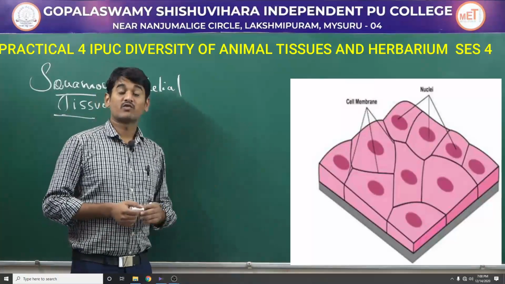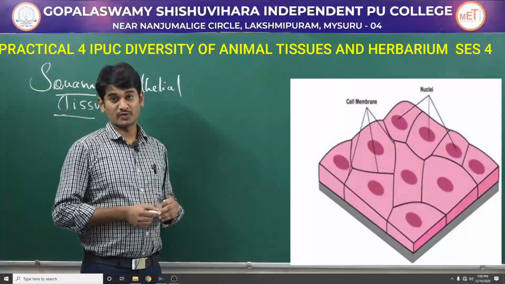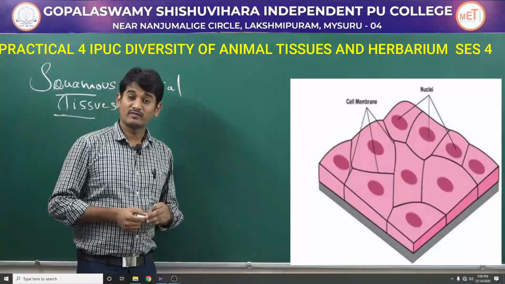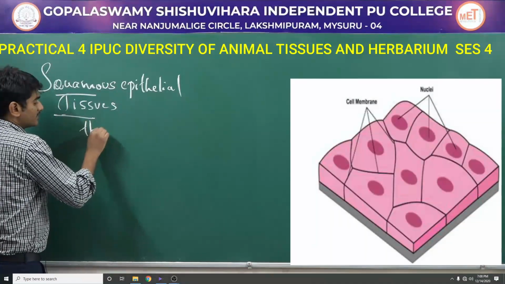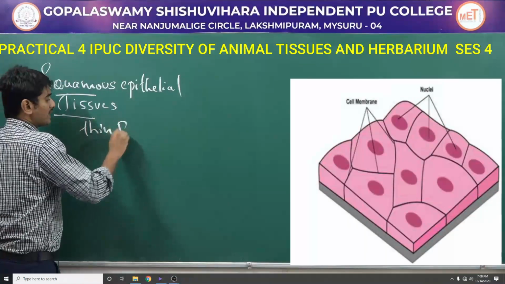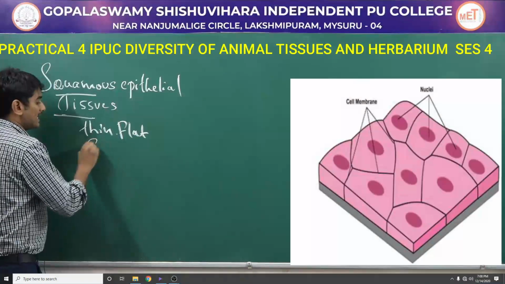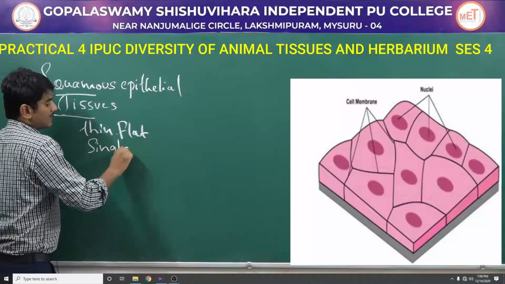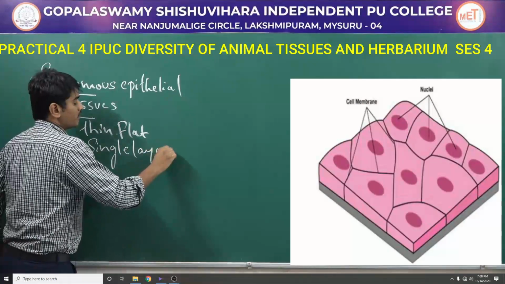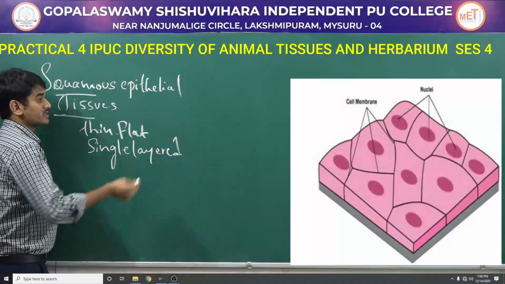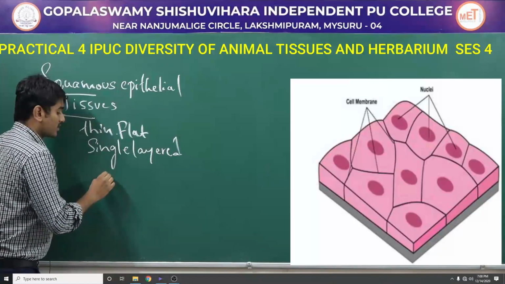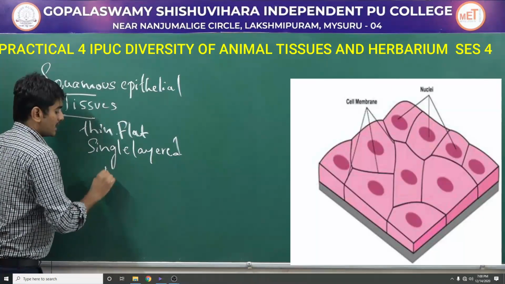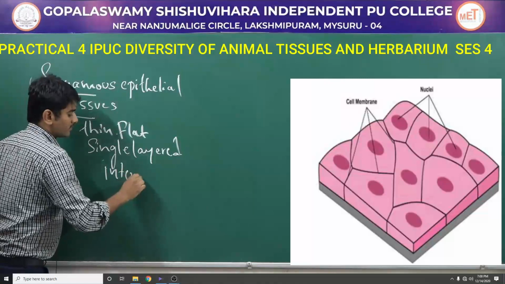These are all about squamous epithelial tissues. They form the covering of the body. The cells are thin, flat and single layered, arranged on the basement membrane, with a nucleus surrounded by cytoplasm, without intercellular space.